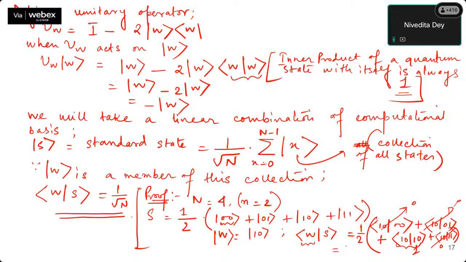So ultimately it doesn't make any sense to write it again. So it will be half. Half is what? 1 by root N. So no matter how big a set of states you have, if you pick up one element from that set and take an inner product, it will always be equal to 1 by root N. Okay, so this is the first unitary operator that we have.